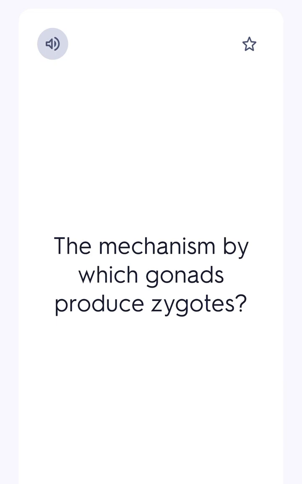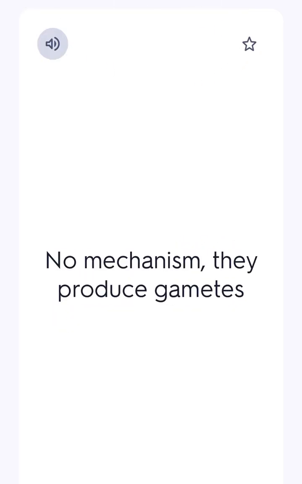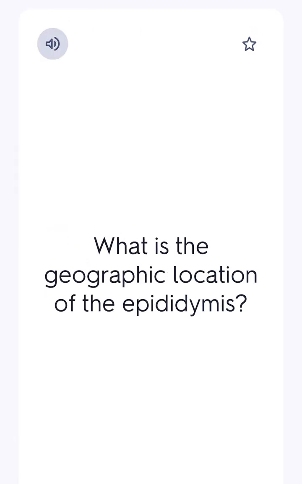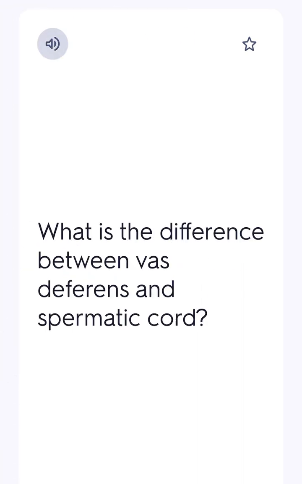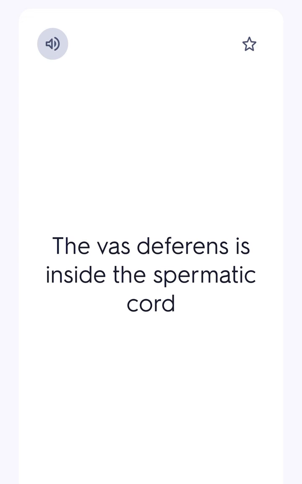The mechanism by which gonads produce zygotes. No mechanism, they produce gametes. What is the geographic location of the epididymis? Coiled posterior to the testicle. What is the difference between vas deferens and spermatic cord? The vas deferens is inside the spermatic cord.